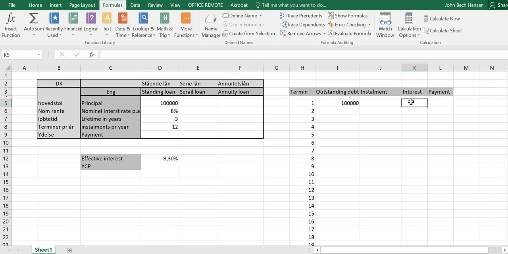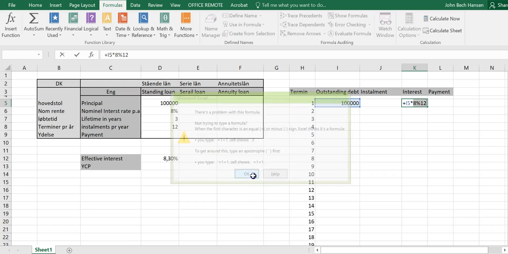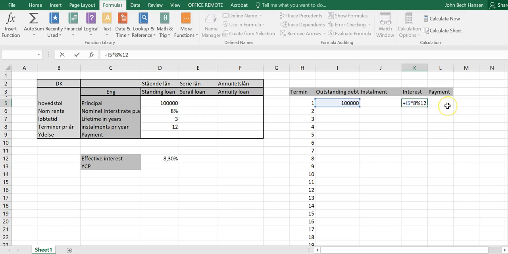The interest rate we have to pay the first month is 8% divided by 12, because it was 8% per annum, per year, and now we pay per month. So every month we will have to pay 666, and the total payment will be interest plus installment, and that will be 0 because it's a standing loan.